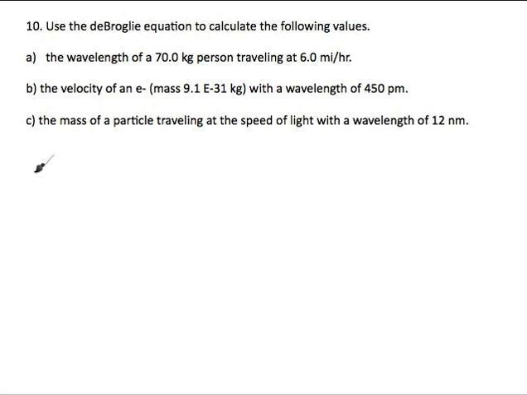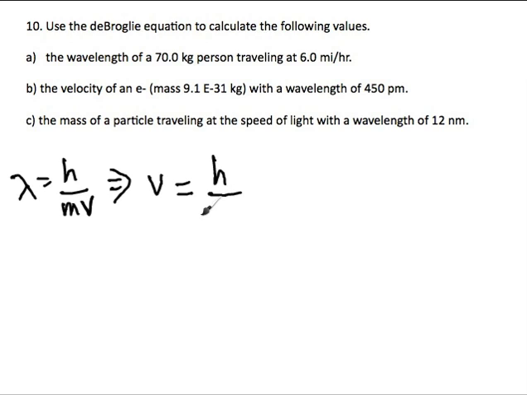For problem B, we need to calculate the velocity of an electron with a particular wavelength. So we need to reorganize our de Broglie wave equation. We will get that the velocity equals Planck's constant over mass times the wavelength. Now, the wavelength is not in the correct units. We need to convert picometers to meters.